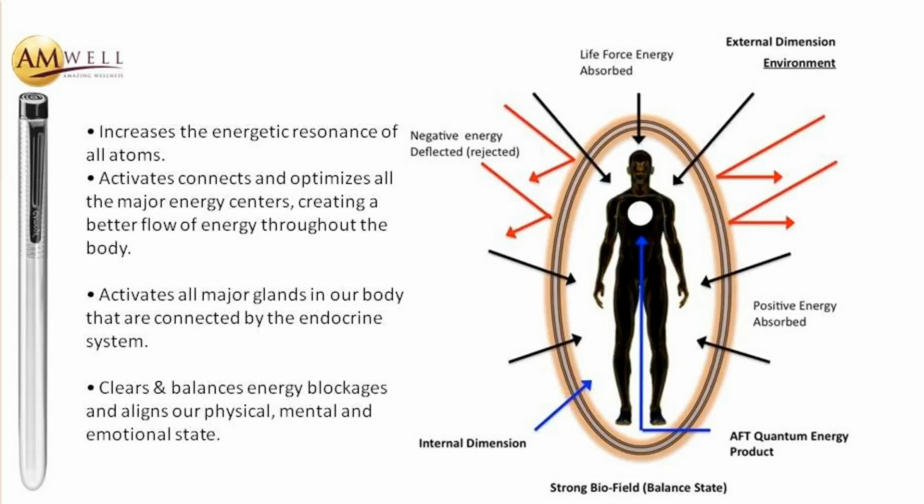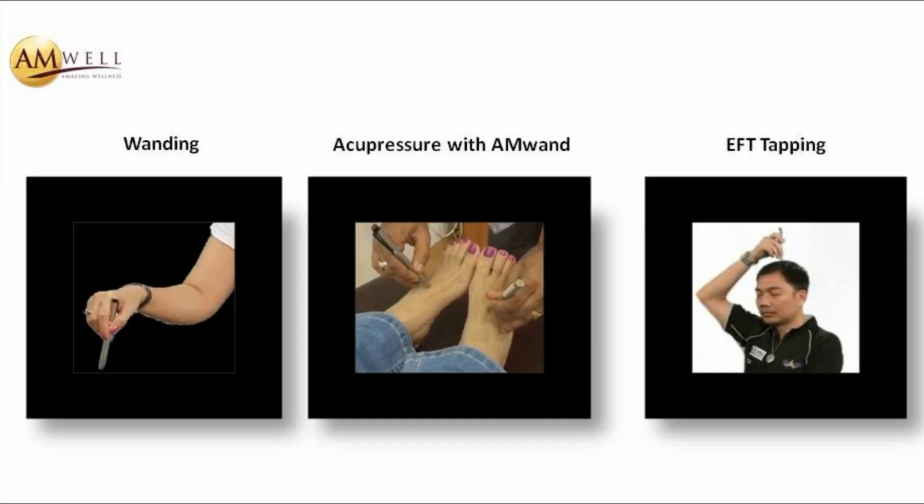Now, the M1 can be used in three separate modalities. One is what we call wanding, the circular clockwise motion. The second one is acupressure with AMwand, and the third one is EFT tapping with AMwand. Of course, I've seen some people using all three together, combining them, but the right way is that they are actually three separate modalities.